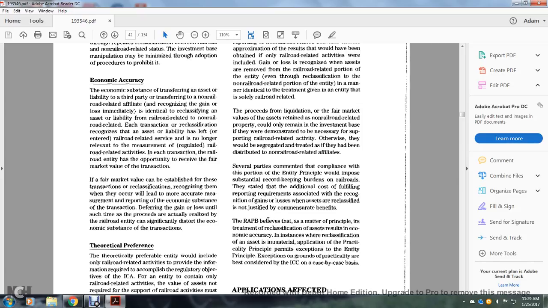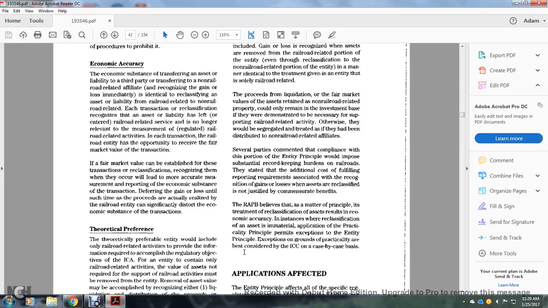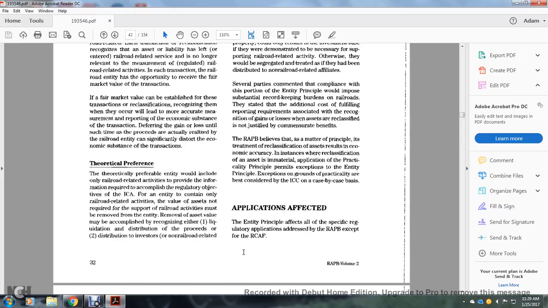The Railroad Accounting Board believed that the principled treatment of the reclassification of assets results in economic accuracy in the classification of assets, and that material application of the practicality principle permits exemption from the entity principle on the grounds of practicality, and such exemptions are best handled by the Interstate Commerce Commission on a case basis.